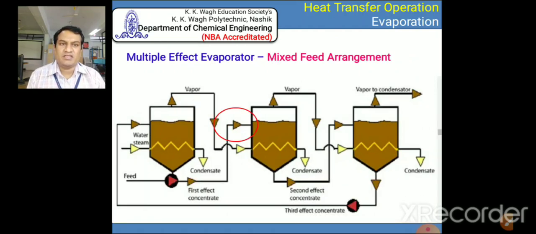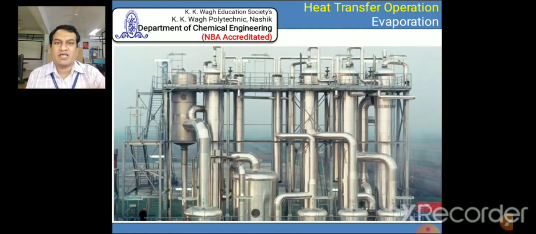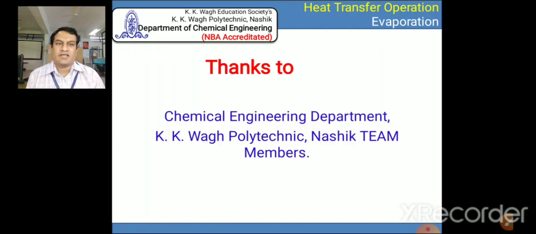And the mixed feed arrangement is an optimum combination of all these things. When it is flowing from the second to third effect, there is no requirement of a pump, but when it is flowing from third to first, then a pump is required. So the cost is in between the forward feed and backward feed. So depending on our condition, we can opt for the type of arrangement, that may be forward, that may be backward, or that may be mixed. So this is the actual multiple effect evaporator arrangement in the industry. Thank you all.